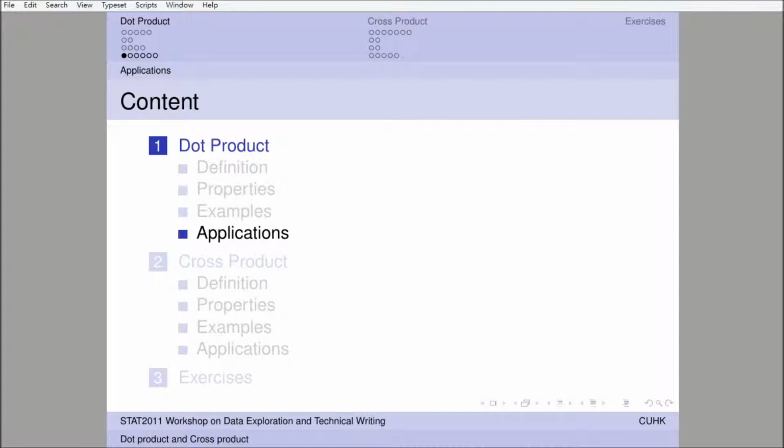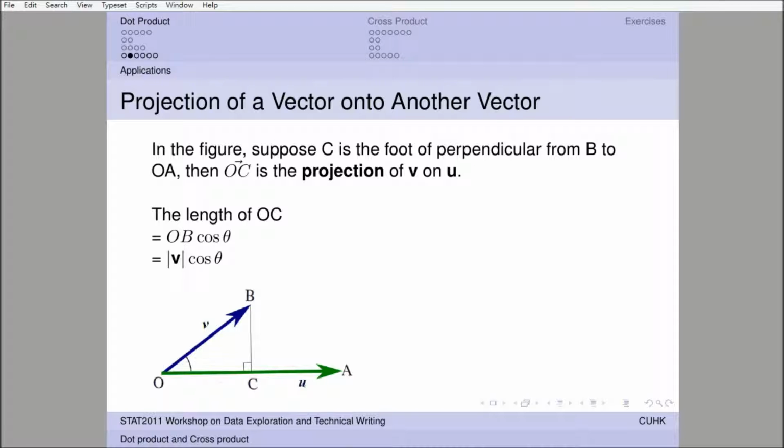Dot product can be applied in 3 areas. The first one is finding the projection of a vector onto another vector. In the figure, suppose C is the foot of perpendicular from B to OA. Then we call vector OC the projection of V on U.